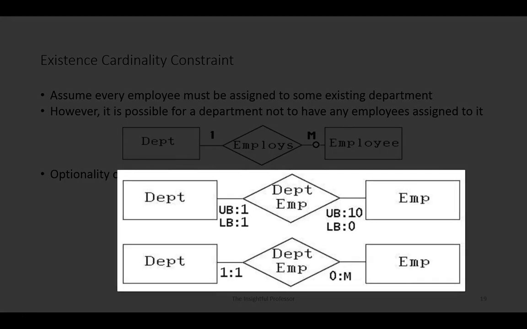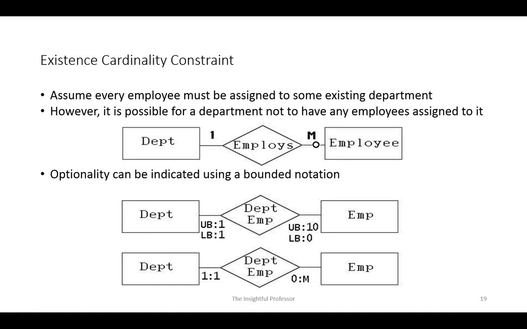Optionality could also be indicated with our upper bound, lower bound approach by indicating that the lower bound could now be 0. That would suggest optional participation. So the point to recognize here is that both notations have made accommodation for this special situation.